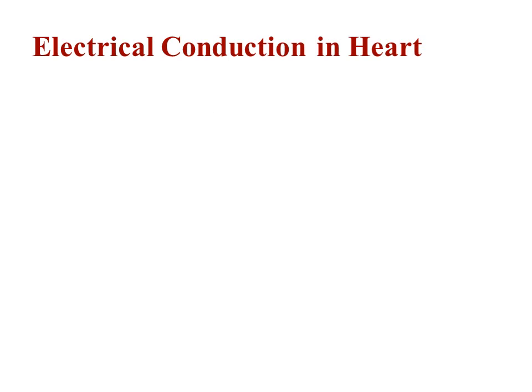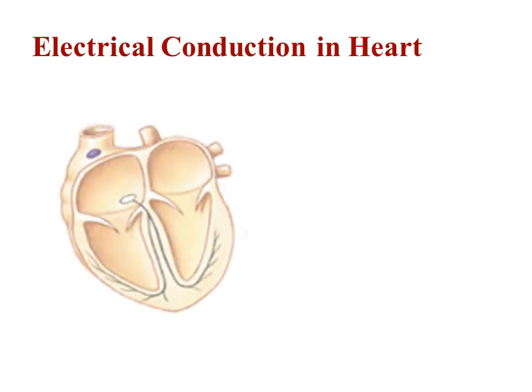Electrical conduction in the heart. This is the SA node. It generates action potentials, electrical impulses. These electrical impulses spread into the atria in one direction, giving one wave called the P wave. These impulses reach the AV node and there is a delay of 0.1 second. Then the electrical impulses reach the ventricle.